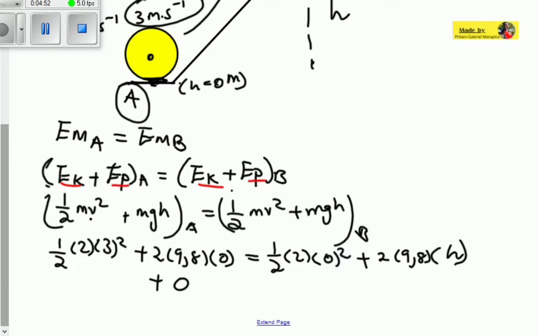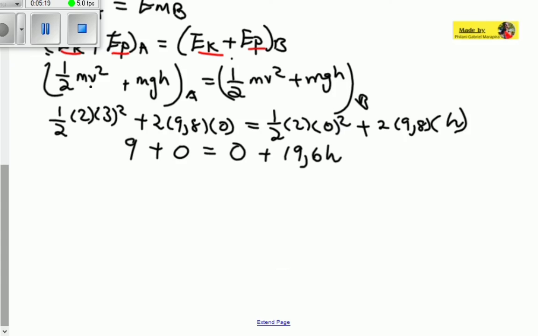Okay, let's look at half of 2 times 9. So this is half of 18, that is equal to 9. And then that is equal to half of 2 times 0. Once you multiply everything with 0, therefore we've got 0 over there. And then plus 2 multiplied by 9,8. Well, 2 multiplied by 9,8 gives you 19,6. Remember, we still have the height multiplied to 2 times 9,8, which is 19,6. You can get rid of these zeros and remain with 9 is equal to 19,6h.